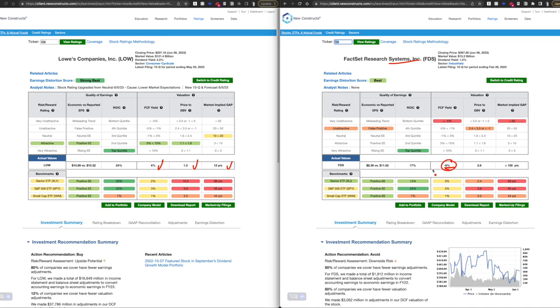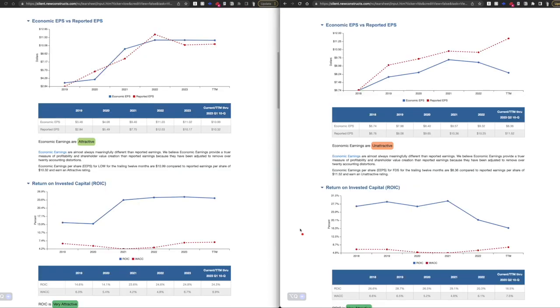Both of these names score in the top quintile for return on invested capital. However, you'll notice that the comparison between their returns on invested capital as reported by FactSet and as actually found by New Constructs is significantly lower at just 17%. Still impressive, but not nearly as good as it seems on the surface. Lowe's is better at 24%. This is where things really fall apart for FactSet. Their economic versus reported earnings were moving in about the same direction with a fairly small gap.